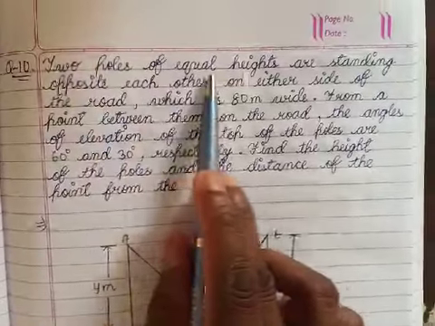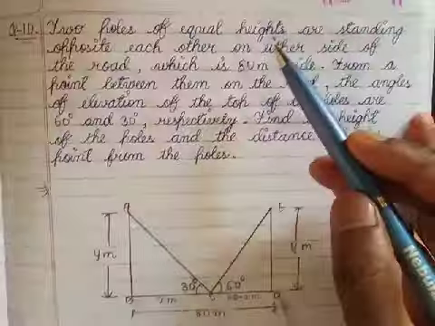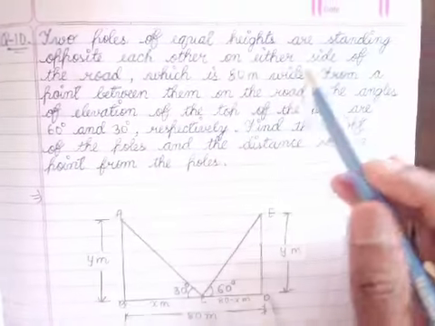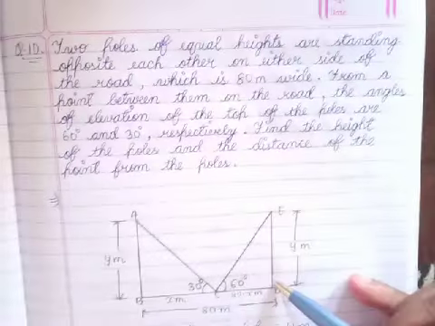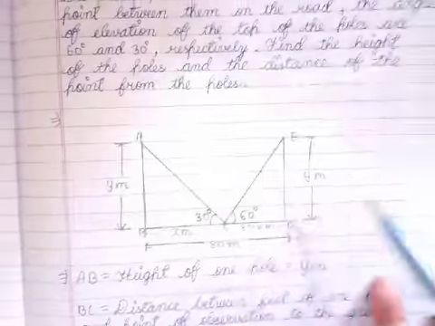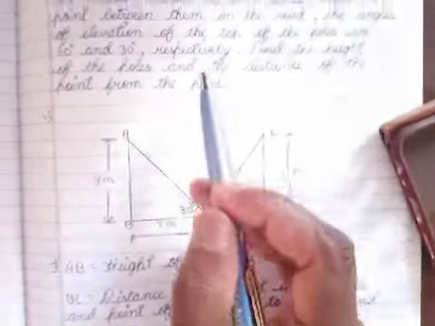Two poles of equal height are standing opposite to each other on either side of the road. So two poles AB and DE are standing on opposite sides of the road. Can we see here?